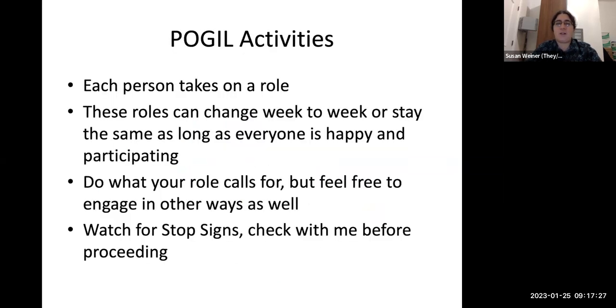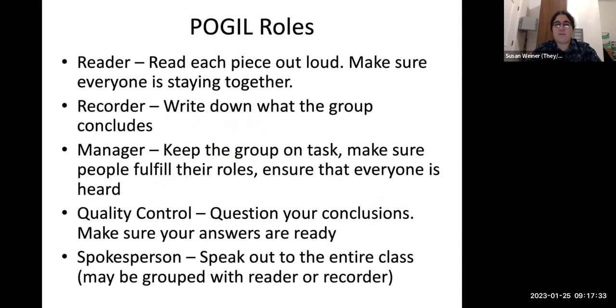So this is a POGIL activity. As I said, we started this last time, and most of you this should be familiar for, but when you're going through these POGILs, especially online, it matters in person, but it matters even more online, it's really important to make sure that you're staying together. You have one person reading out loud all of these questions, and you're working together.